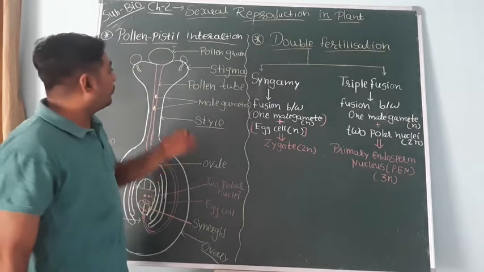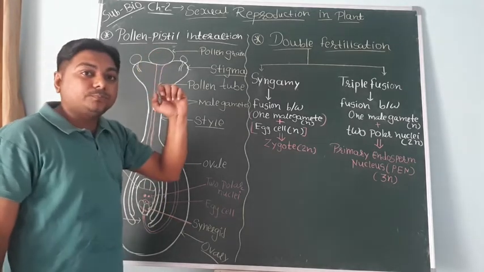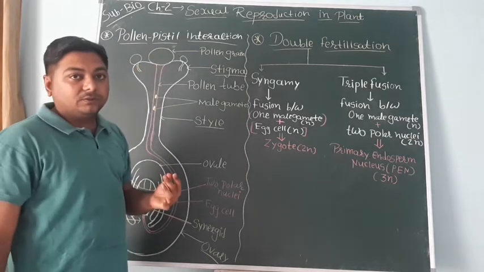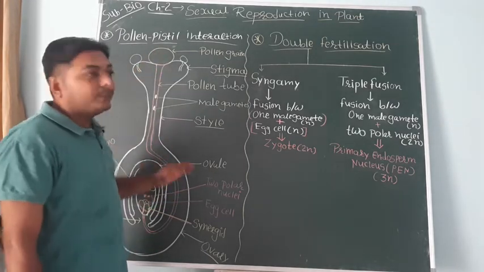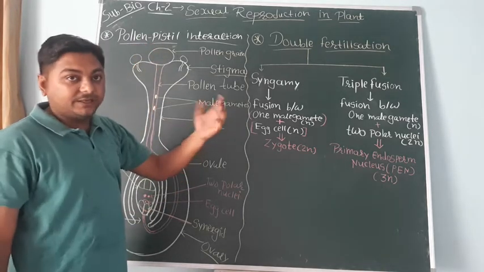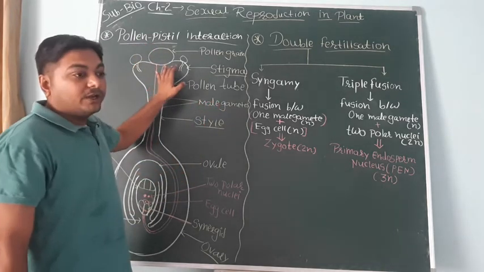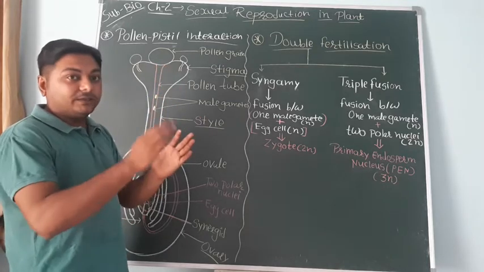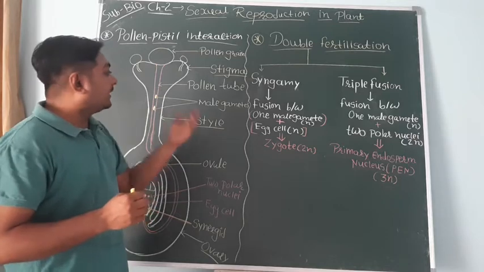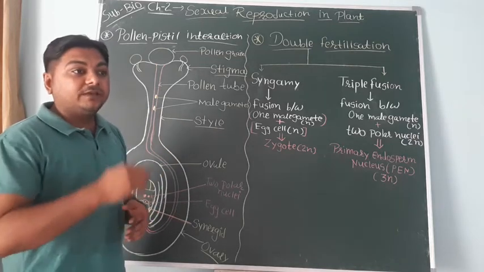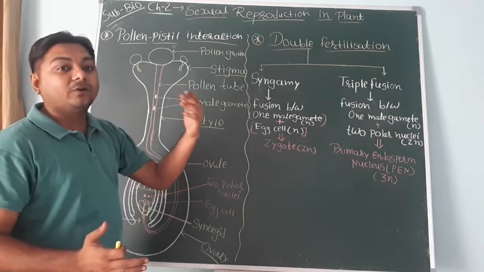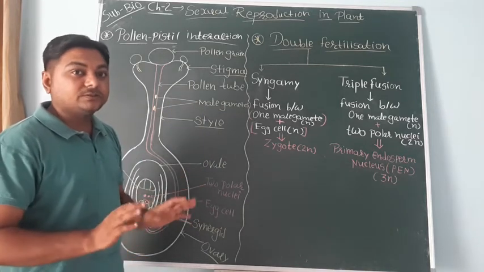If the pollen grain is compatible, then post-pollination events get started. If the pollen grain is not compatible for the flower or plant, then these pollen grains are rejected by the stigma. All of you know that in your farms there are different types of plants. For example, if there is a mango plant and beside it some other plant like an apple plant.